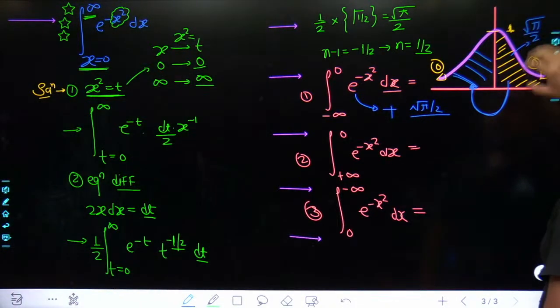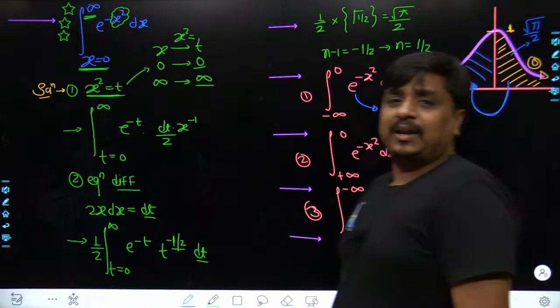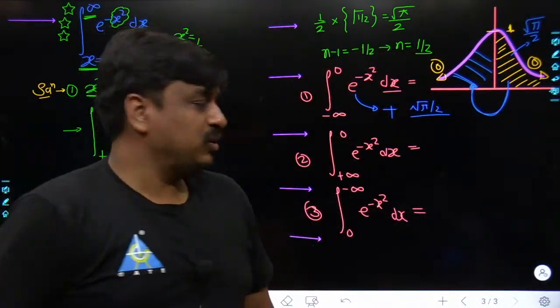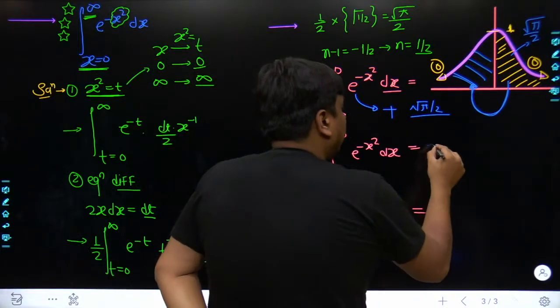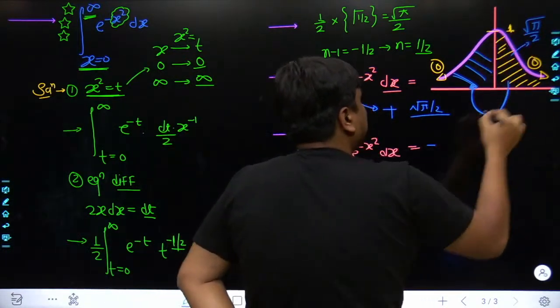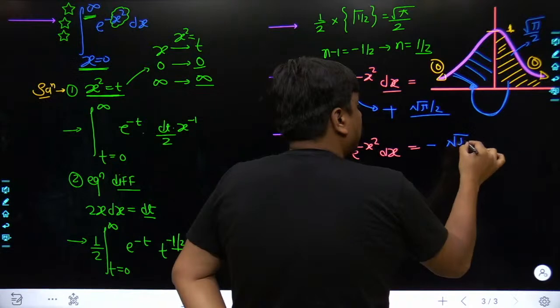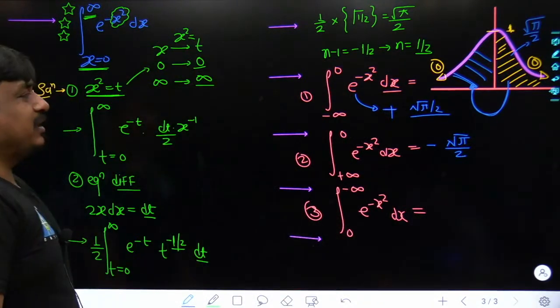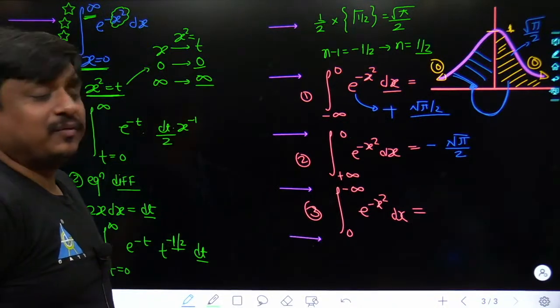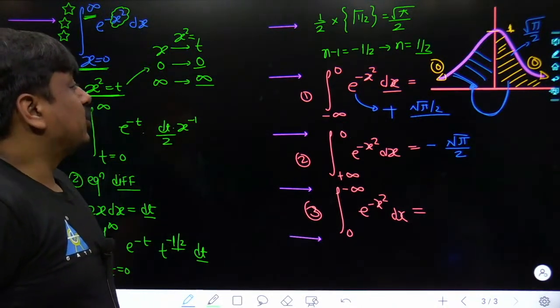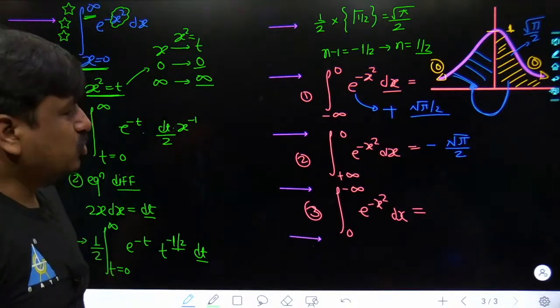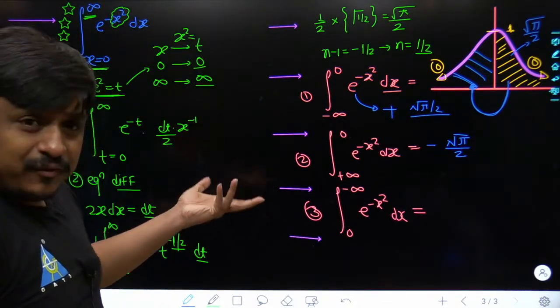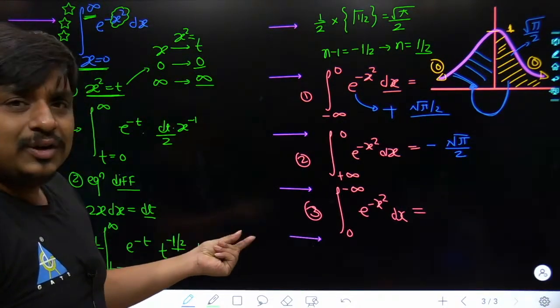So may I know, would the area you are considering be treated as positive or as negative? It would be treated as negative. And how much area have you considered? Obviously again the same area, which is root pi divided by 2. Why have I taken the variants of this problem? Because this is a very important problem as far as the normal distribution is concerned. So you can expect this sort of problem to be framed deliberately to put you in trouble.